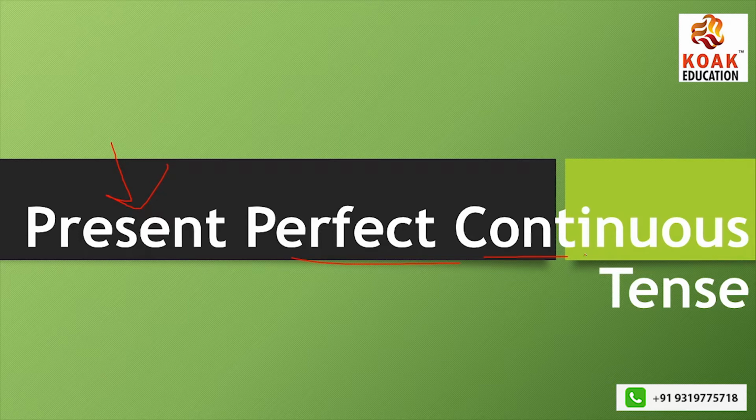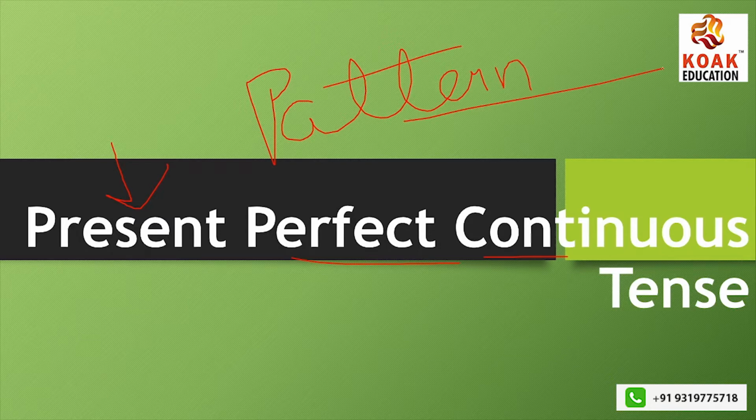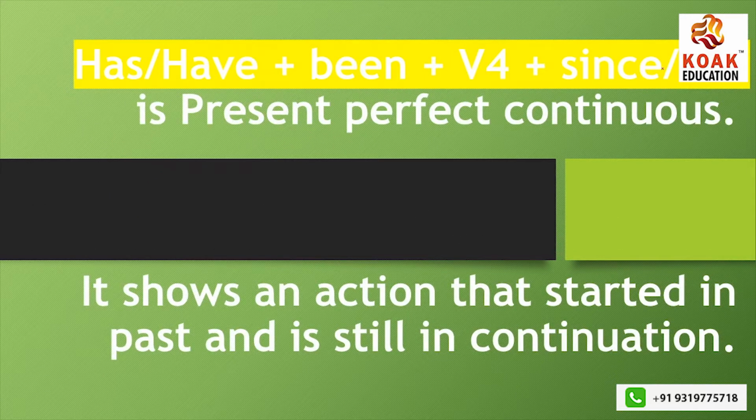So we will be doing how to put it in the exact pattern for present perfect continuous tense. The pattern, the negative structures, how you would frame a sentence with this, and why do we use it? What is the meaning of a sentence if this type of tense comes up? Without wasting time, you can see the structure clearly here: has or have plus been plus verb's fourth form plus since or for.